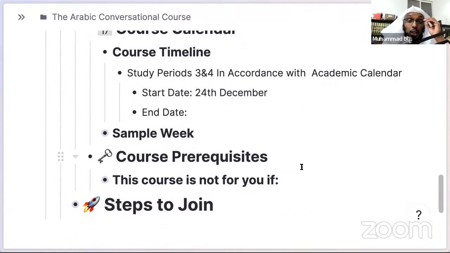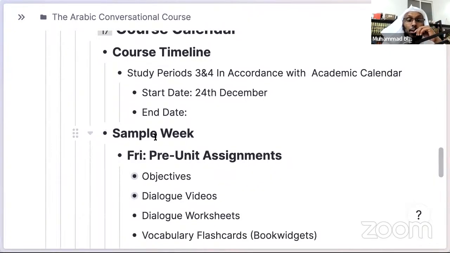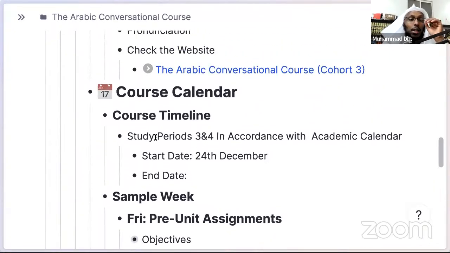Right. A sample week, the timings. As far as the timings are concerned, it's going to be Saturday and Tuesday. That's for level 3. Level 1 is also going to be Saturday in the evening, right? And the second day is probably going to be Monday. Monday from 9 to 11.